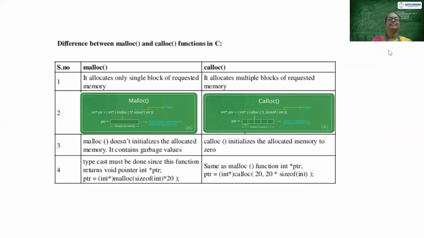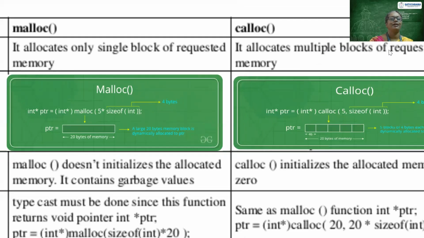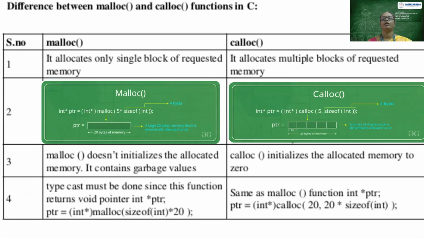Malloc allocates a single block. I think I will zoom in and show you. It is good. Calloc will allocate multiple blocks of the requested memory. So 20 bytes is a single block in malloc, and here, depending on the float, it will be 4 bytes, 4 bytes, 4 bytes, 4 bytes, 20 bytes of memory.